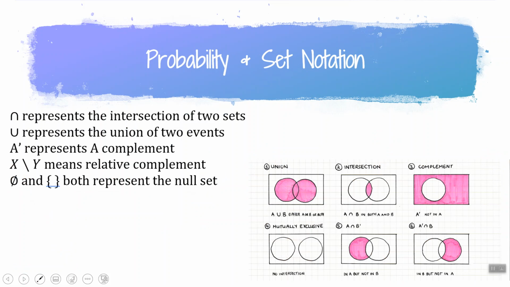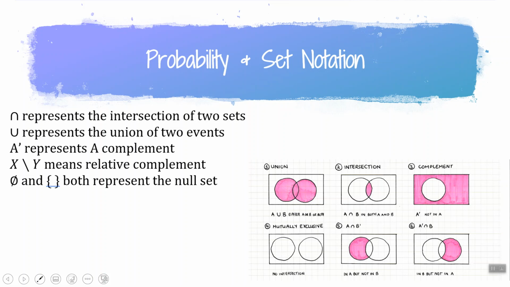So with probability comes set notation, which we've seen before. This upside down U here is the intersection, the overlapping part of two sets. The U-looking figure is the union. If you look at this picture, a union would be all of it, the part they share and the part that they have separately. A prime represents the complement, so something that isn't A.